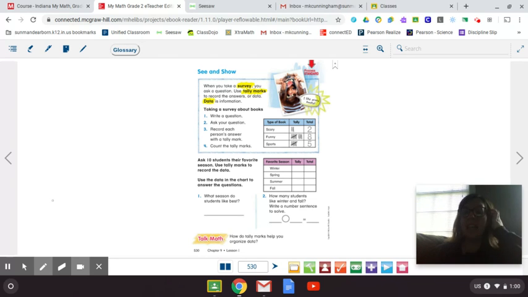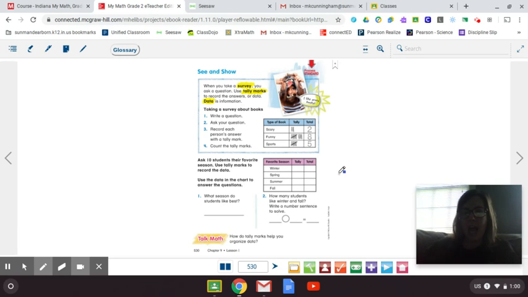So it says, ask 10 students their favorite season. Use the tally marks to record the data. So we can't ask 10 students, obviously. So if you're doing this at home, I would suggest that you ask your family members what their favorite season is. Okay, so I'm going to pretend like I asked 4 students.